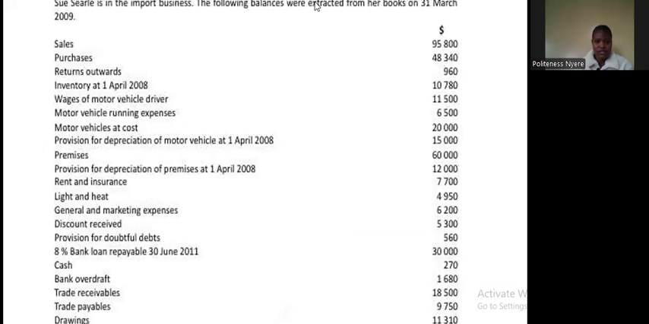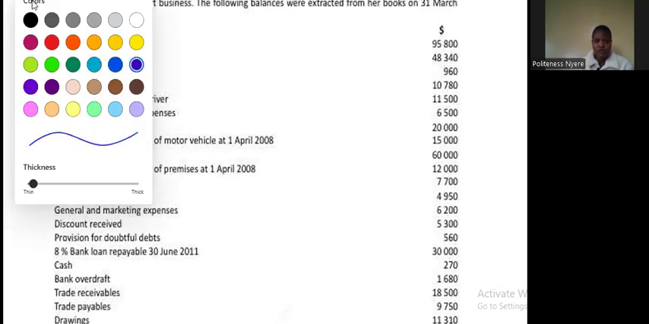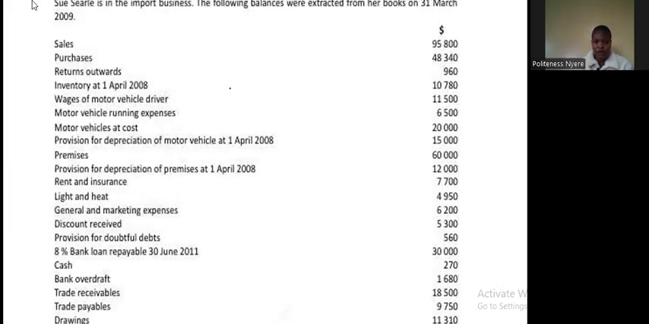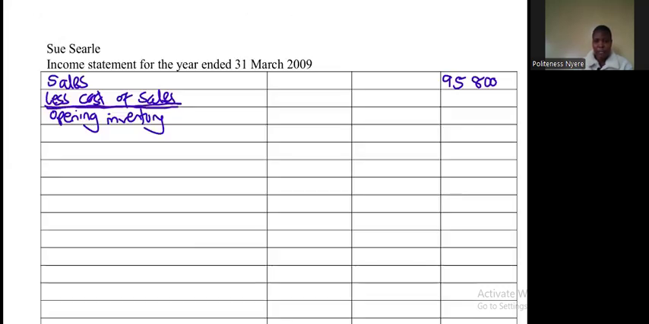Let's just go and see. This is the inventory given on 1 April 2008, which is 10,780. That is our opening inventory. Then the next thing that we're going to do is add our purchases.